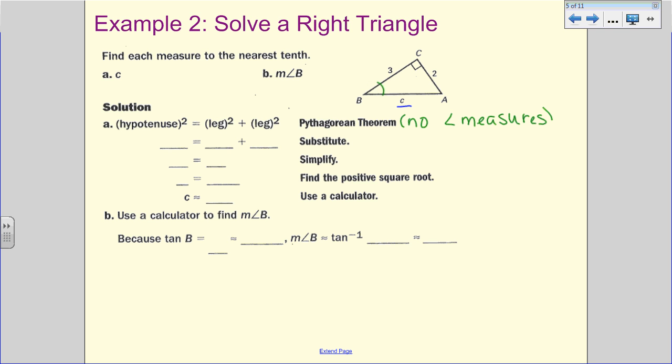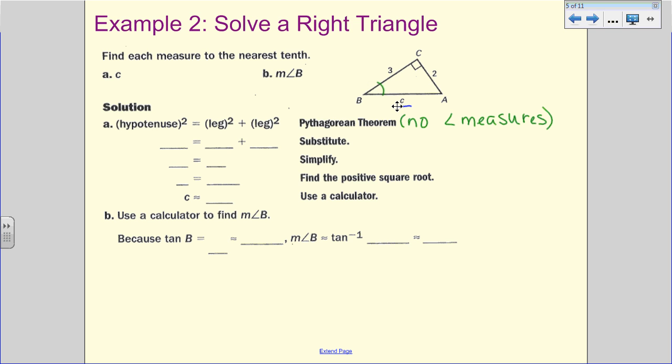And Hunter, I think you asked about that. Could we use sine, cosine, or tangent to find a side? In this case, because there's no angle measurements in there, remember how we have to type in like tangent of 42 or sine of 35? Because there's no angle measures, we're going to have to use the Pythagorean theorem here.